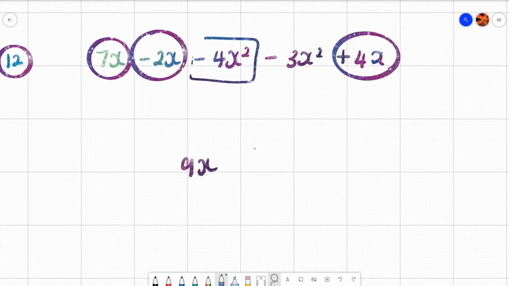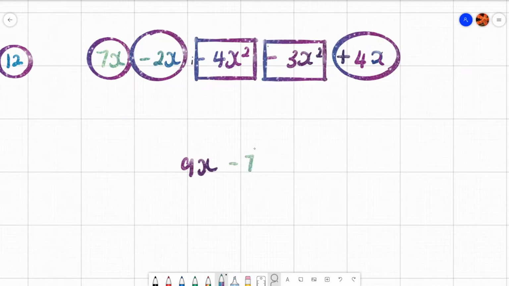I've got minus 4x squared minus 3x squared. That's minus 7x squared. Again, we can't add these together because they're not the same. One's an x and one is an x squared. Therefore, you can't add them together.